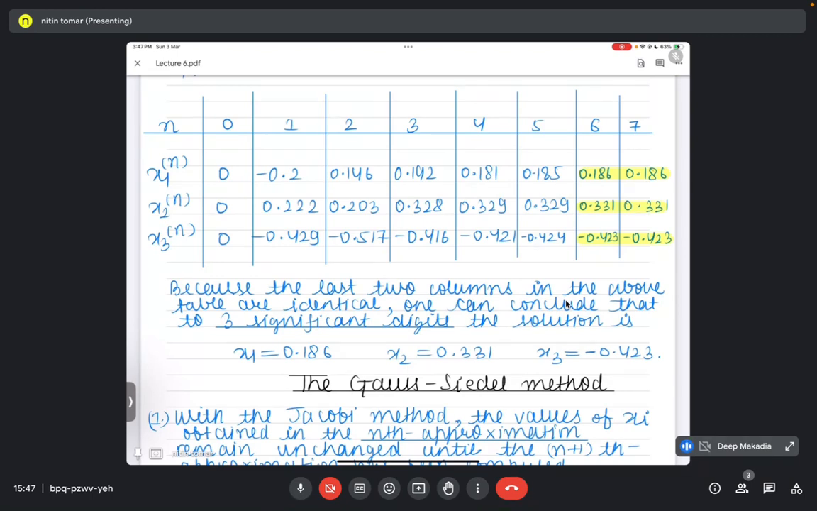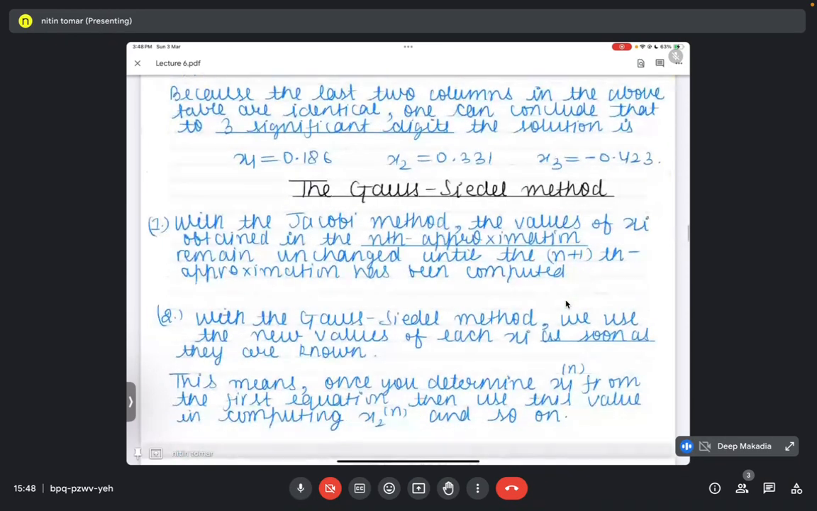Now another method in this sequence is the Gauss Seidel method. Gauss Seidel method can be thought of as an evolved form of Jacobi method. Let us start again with the Jacobi method. Do you know this Gauss Seidel method? What is the difference between Gauss Seidel and Jacobi method?